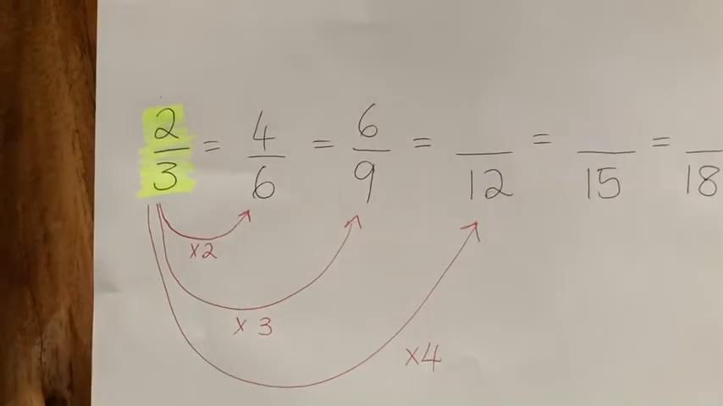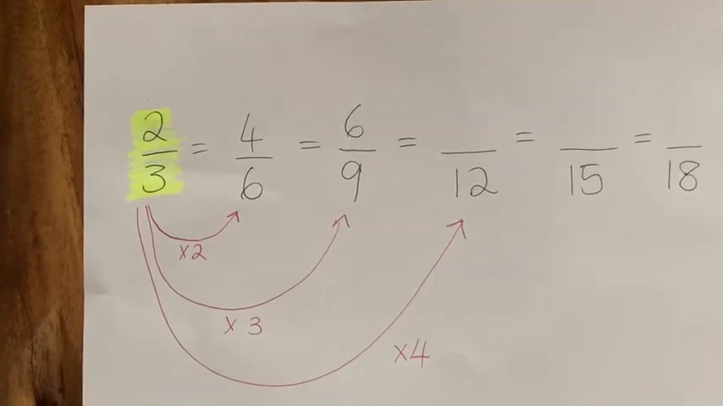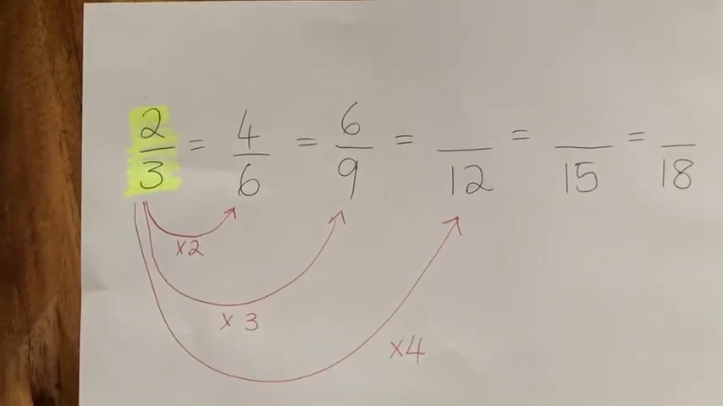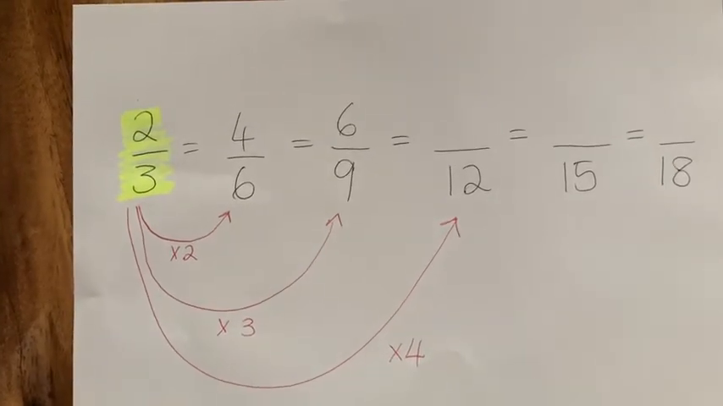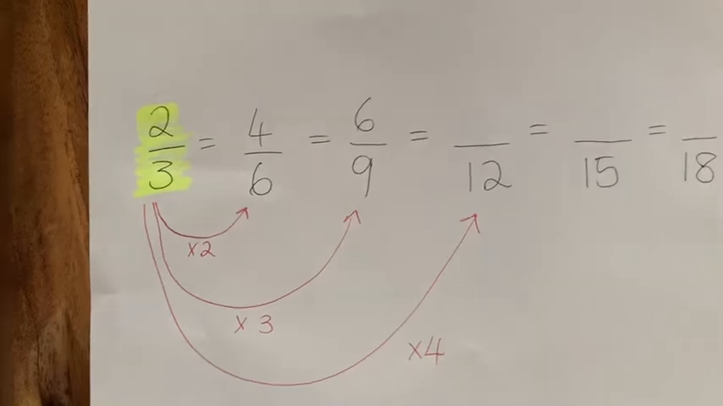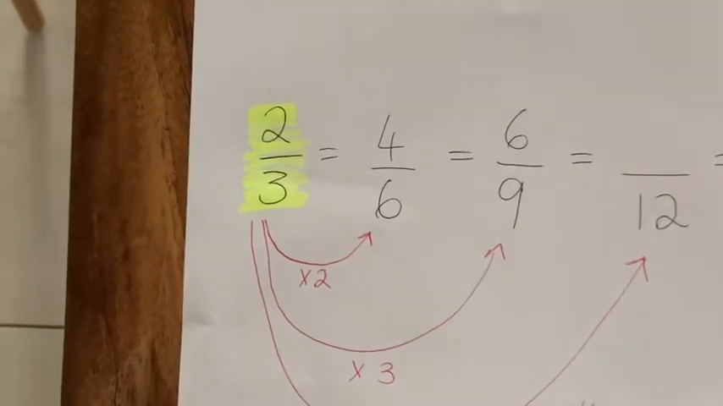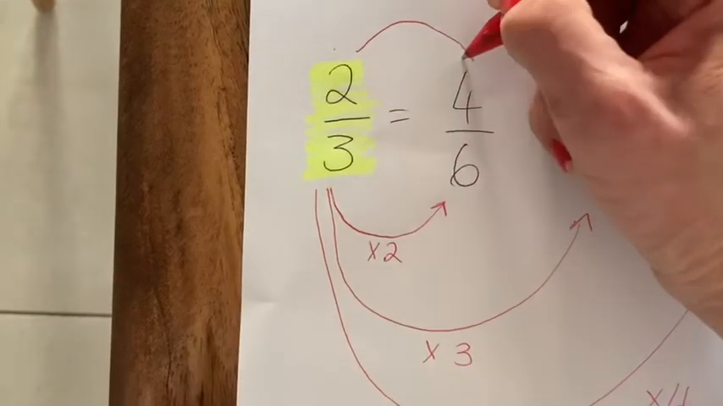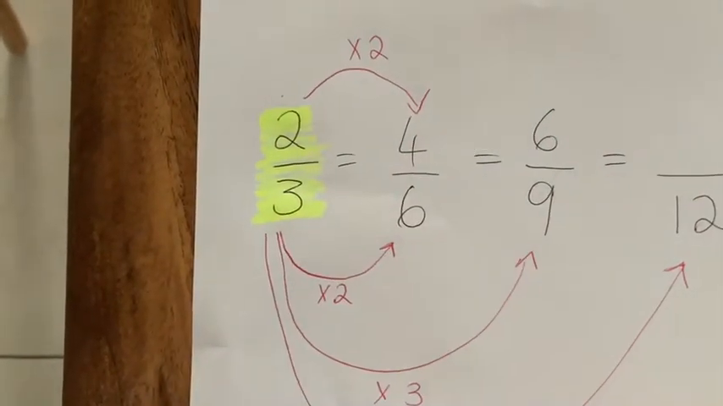Right, so 2/3, we look at the bottom, it's 3. What did we do to the 3 to get to 6? We multiplied it by 2. So whatever we do to the bottom, we do to the top, and we can see that that is the case because 2 times 2 is 4.